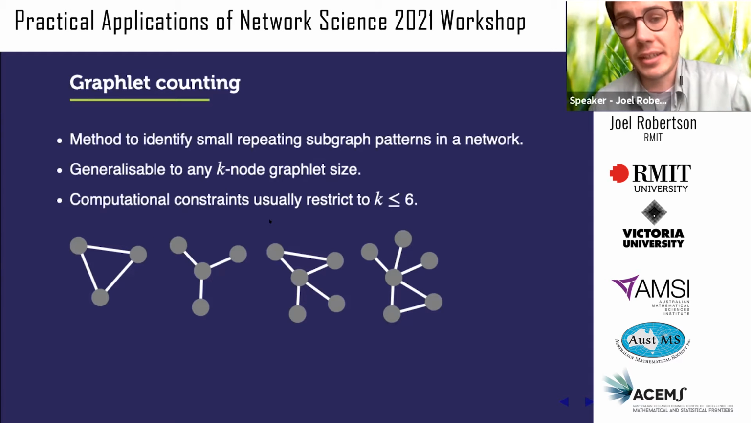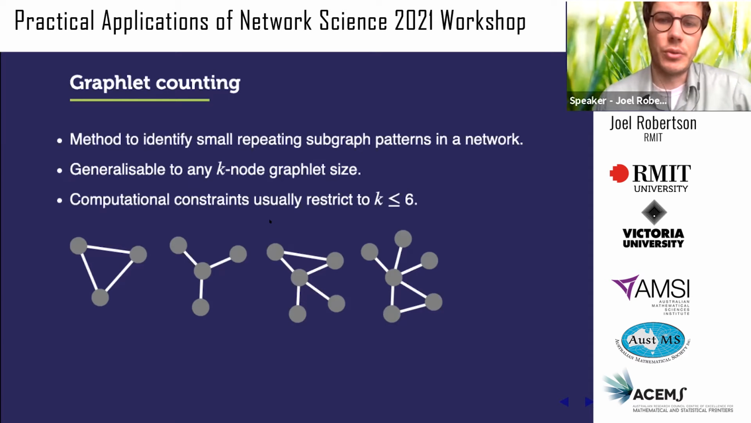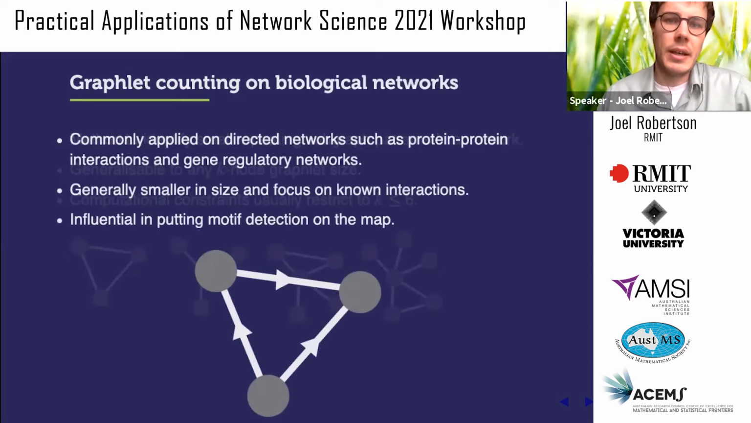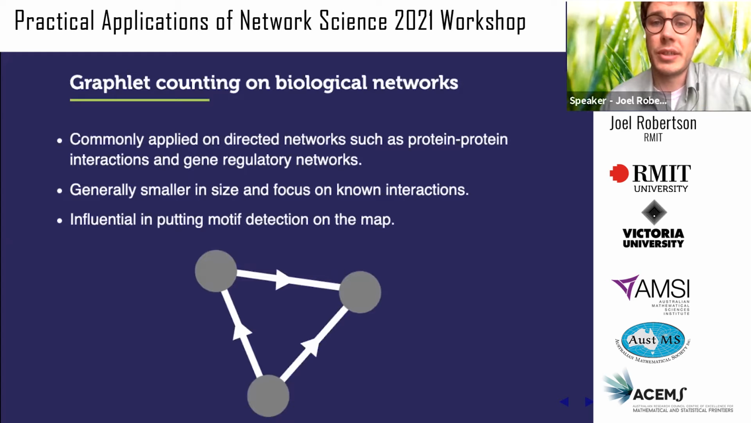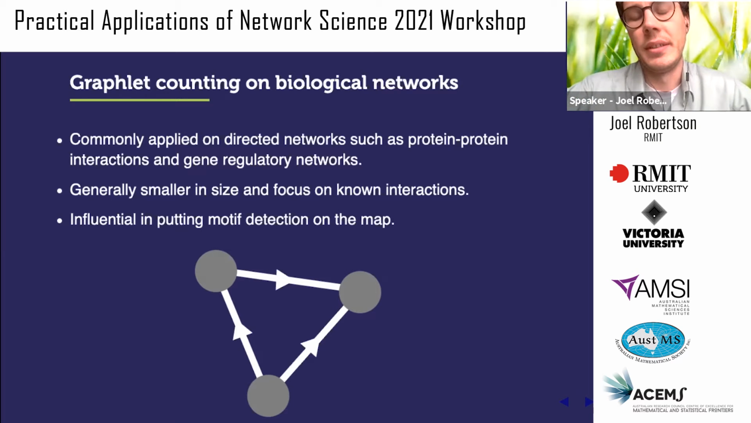You can technically count any size graphlet in your network, but typically with larger graphs, you're limited to subgraphs of size six or less generally. Graphlet counting in the biological context is pretty common. It's often done on protein-protein interaction networks or gene regulatory networks. These are relatively small networks with directed edges, and they tend to focus on known interactions that have been experimentally validated, so you actually know the direction of the interaction.